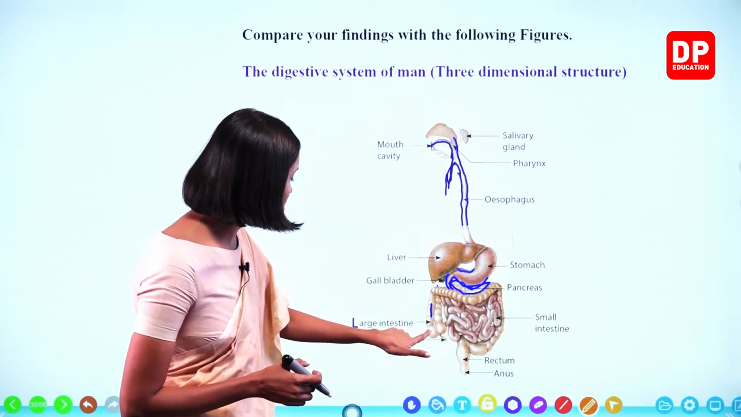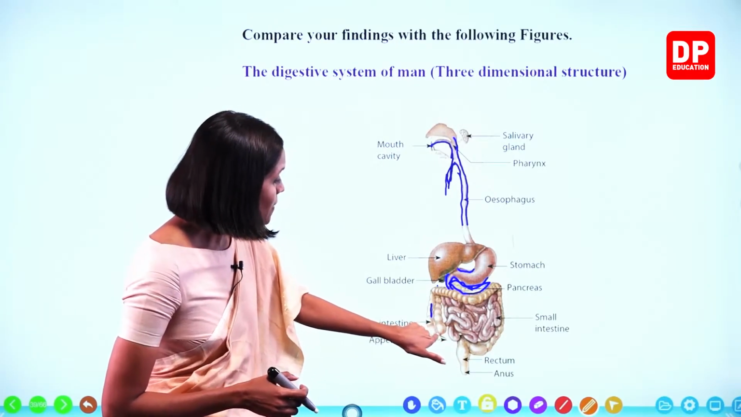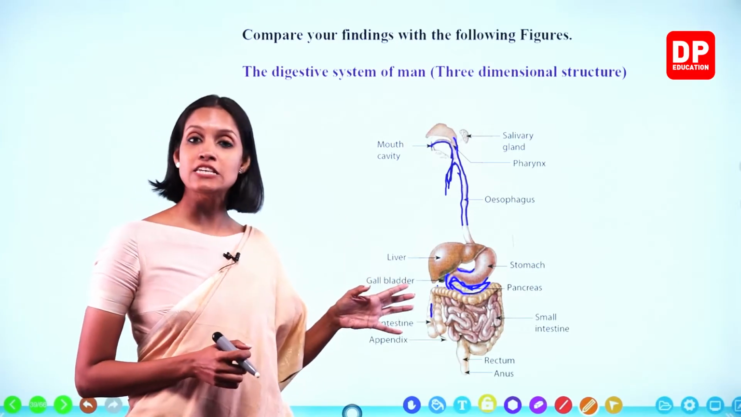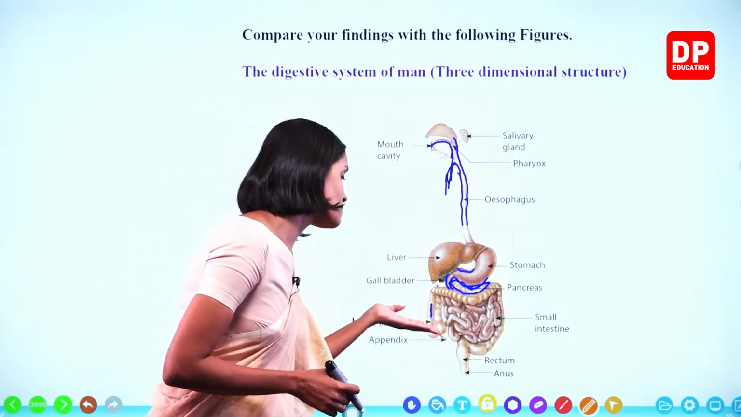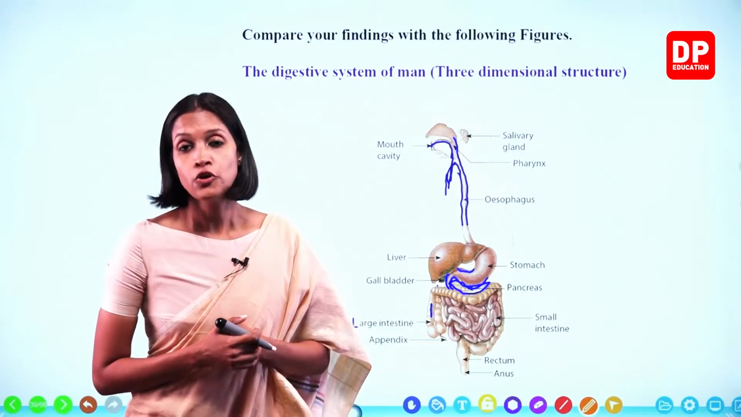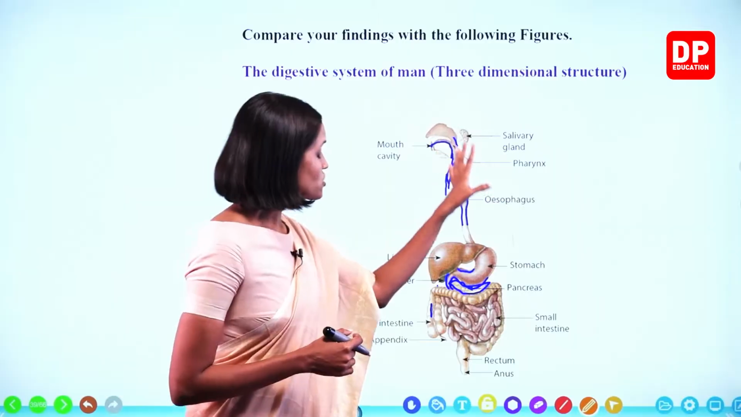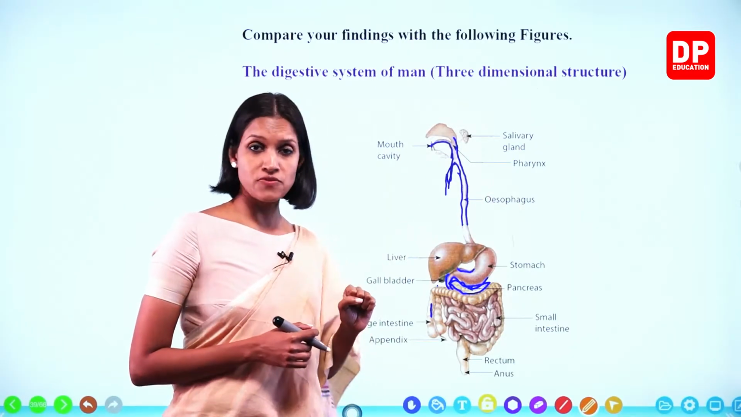Right, children? So what is this part? At the beginning of this large intestine, at this end, there's a pouch-like part called the appendix, but it does not help with digestion. It's just a pouch-like part. Okay, children? So I hope you understood the structure of the digestive system.